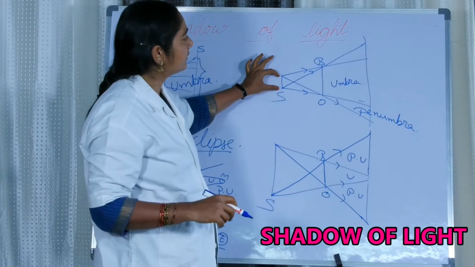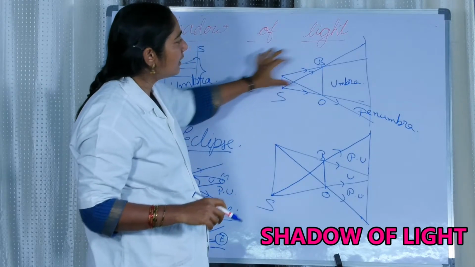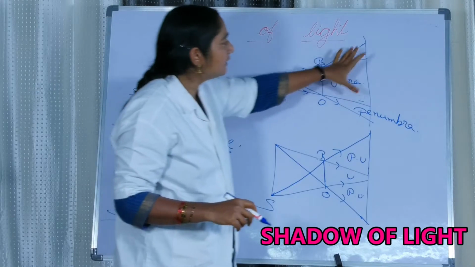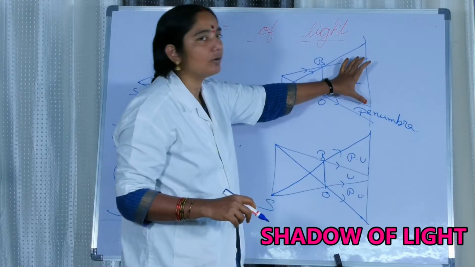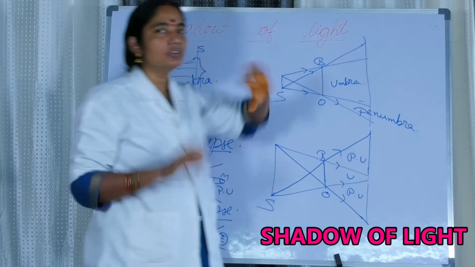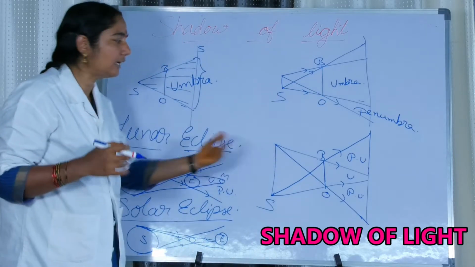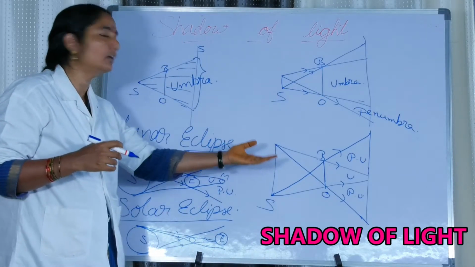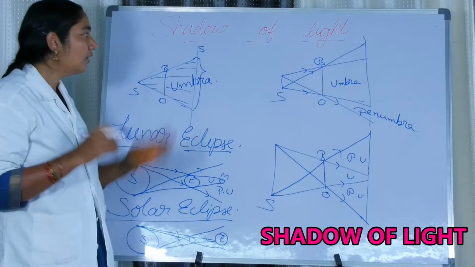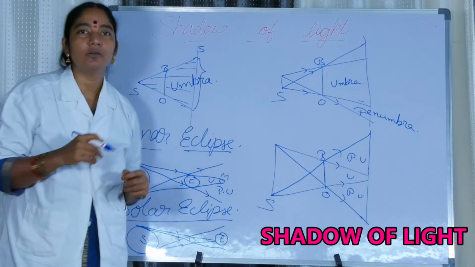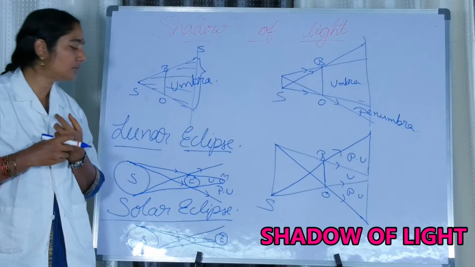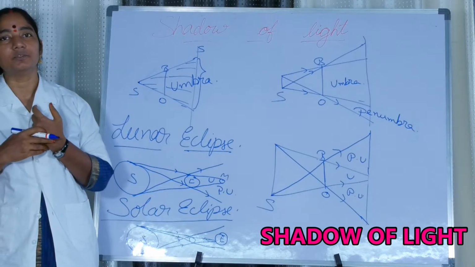In this case, the source is smaller compared to the object. As a result, the umbra portion is more and the penumbra is less. So that depends on the size of the source of light and the size of the opaque object. Okay, let us now have a discussion about what is a lunar eclipse and what is a solar eclipse.